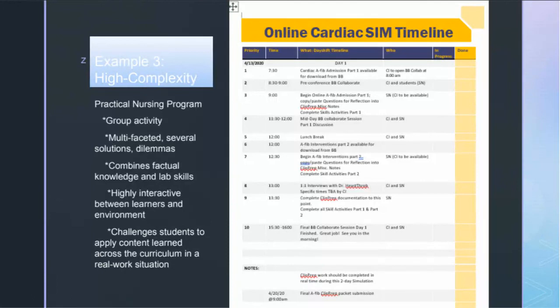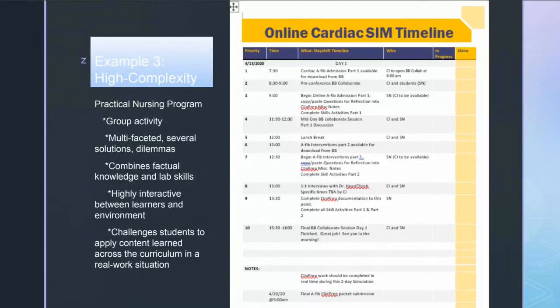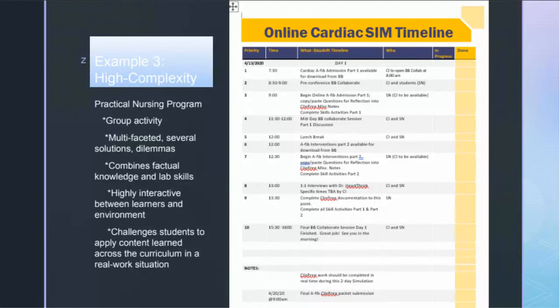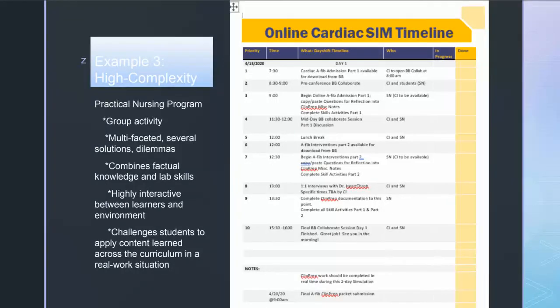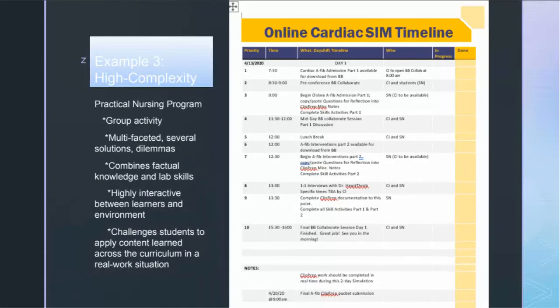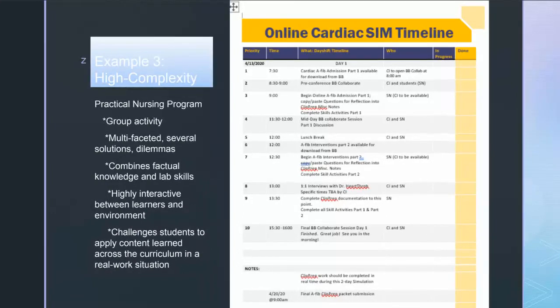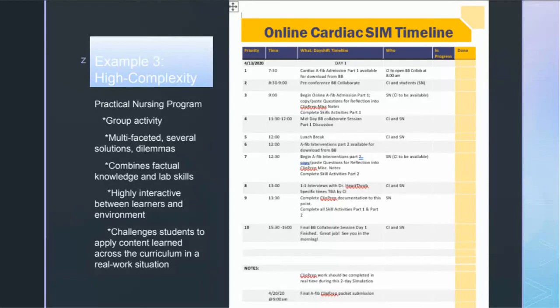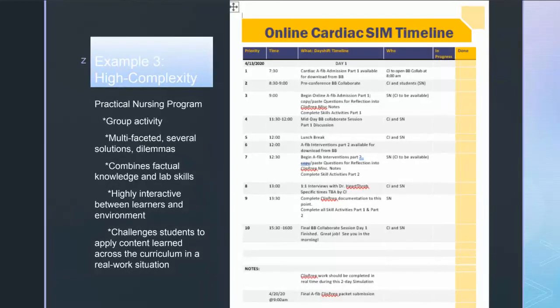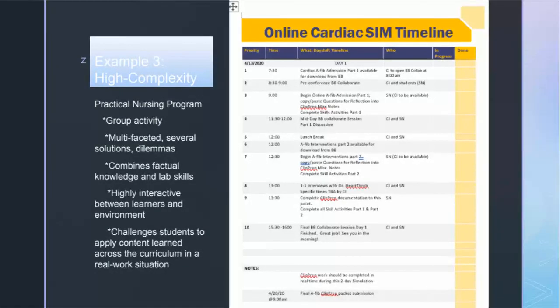And it was really, really fun. And the faculty learned a lot. We learned a lot about how our students interact with each other, about communication. They would have to come off mute. They would have to talk to us. Sometimes we would role play. Sometimes we'd be the doctor. Sometimes we'd be the patient. It was highly interactive. And then they had a lot of documentation that they had to do and reflection about it. It was really, really fun.